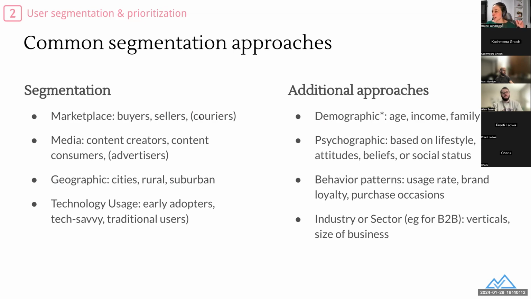And in the use case of Uber Eats or DoorDash, you also have couriers. Media, you have content creators and content consumers, and you also have the advertisers. And in social media, you can also say the social network of the users if you want to. Geographic, you can think about cities versus rural versus suburban. And technology users, you can think about the adoption curve. And then additional approaches, you can use the demographic approach, you can use a psychographic approach, you can use behavioral patterns, and in industry or sectors, you can use verticals or size of business.